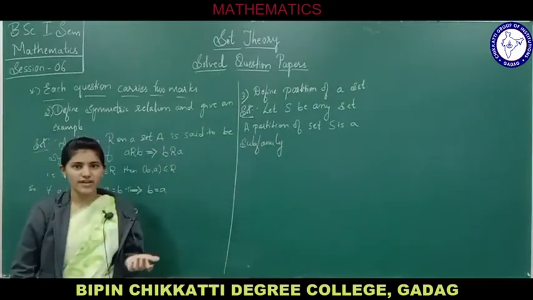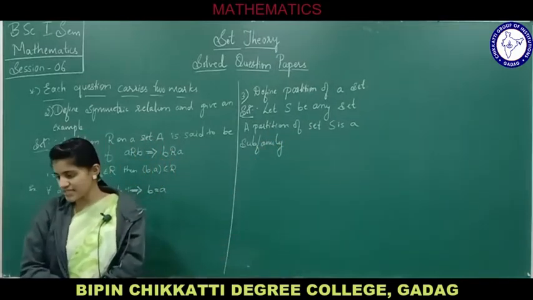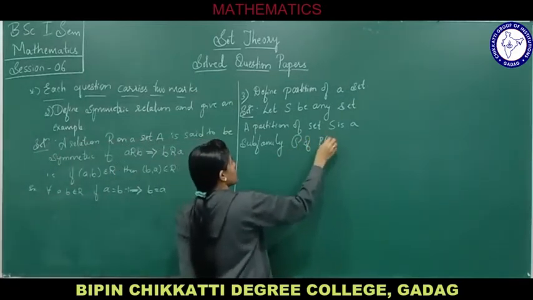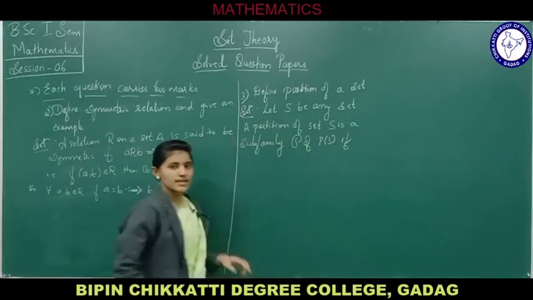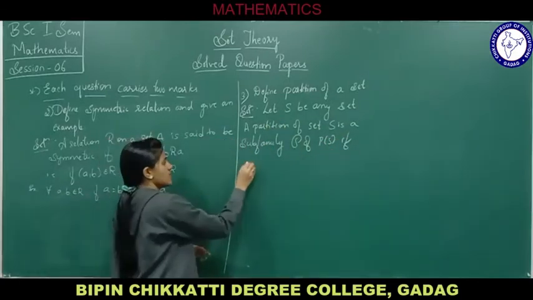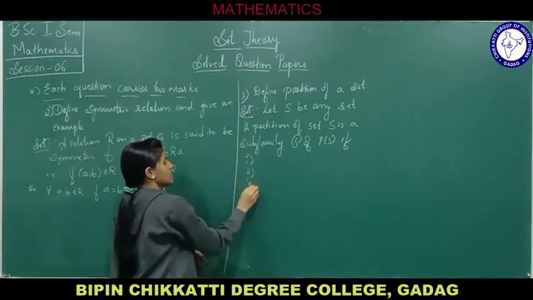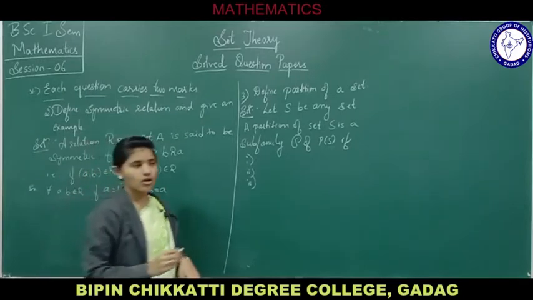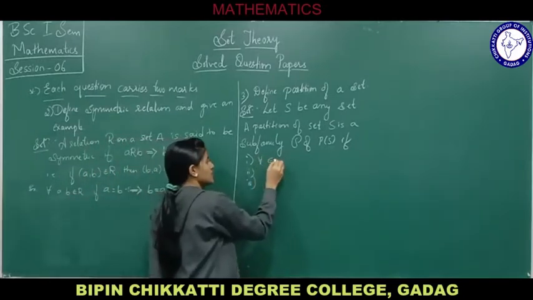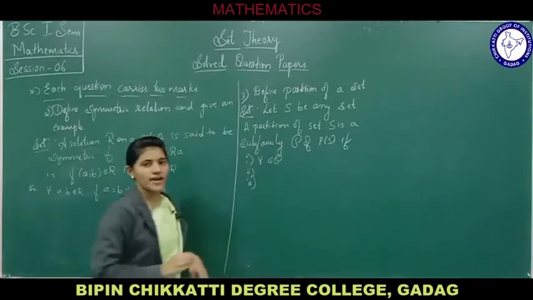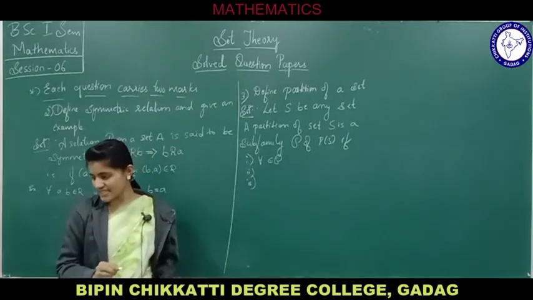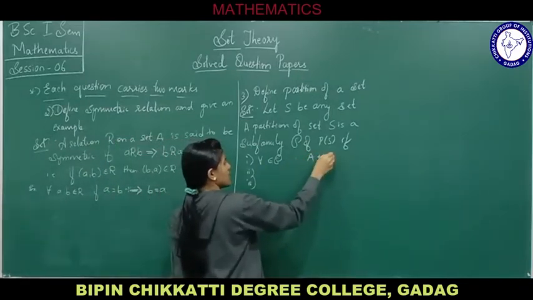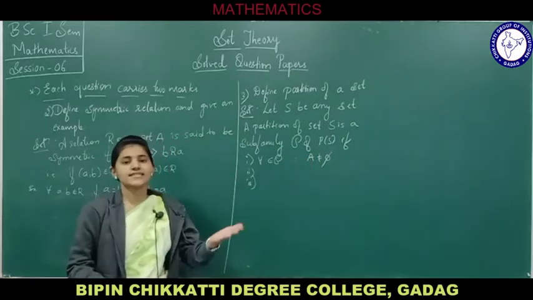Is a subfamily. What kind of subfamily is it? Subfamily P of S, if three conditions are followed. What are these conditions? First, every A should belong to this subfamily P. The next condition is that A should not be an empty set. And the next is the union of this thing.